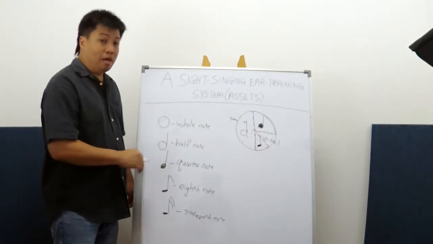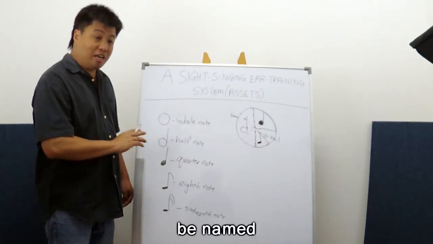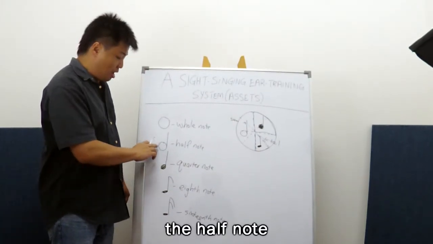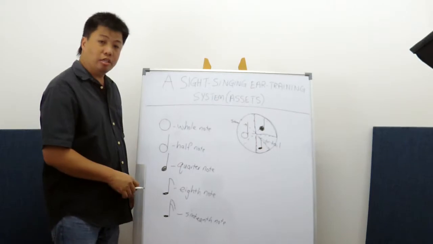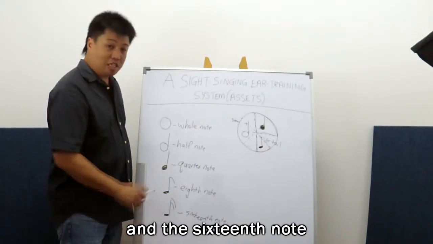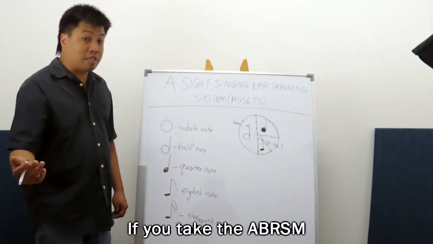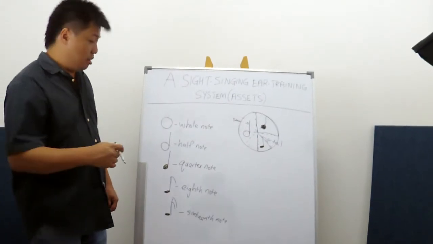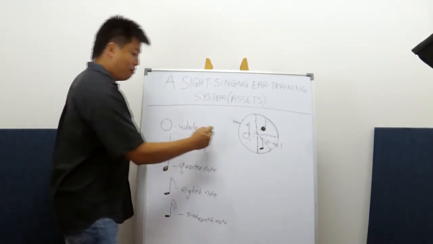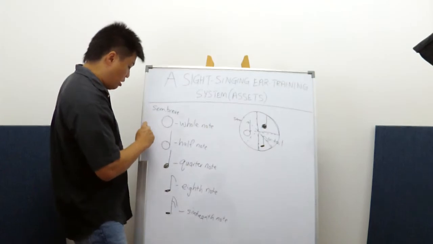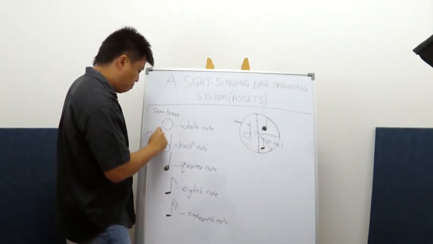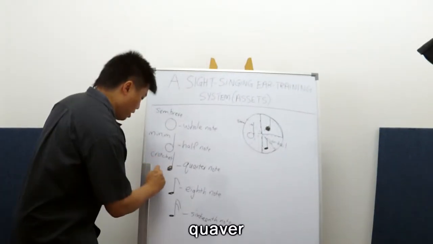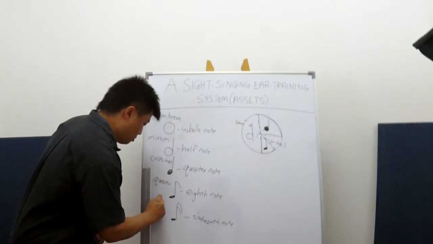If you look at them, they will always be named the whole note, the half note, the quarter note, the 1/8 note, and the 16th note. If you take the ABRSM theory, this will actually be your semibreve. This will be your minim, crotchet, quaver, and semiquaver.